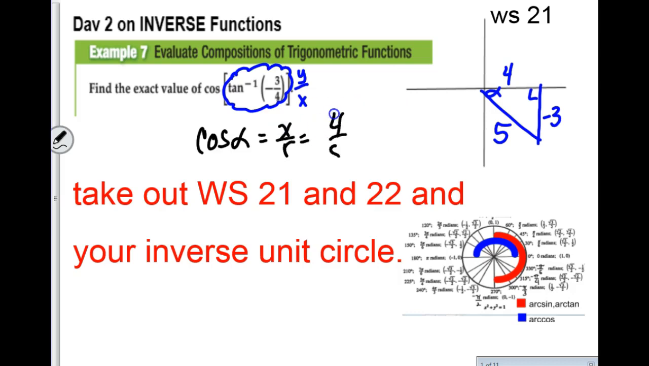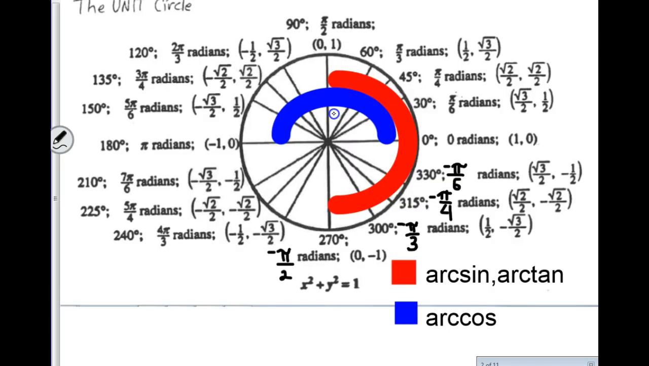So that would be 4/5. So this question kind of feels like you have all the pieces working. You've already done a lot of these questions before. We just have to now understand the restrictions on our arc cosine, arc sine, and arc tangent functions. Of course, they get a little more exciting than that.